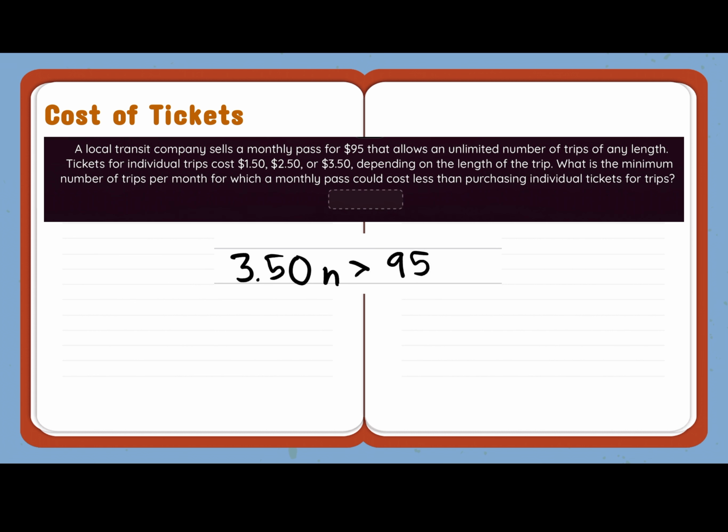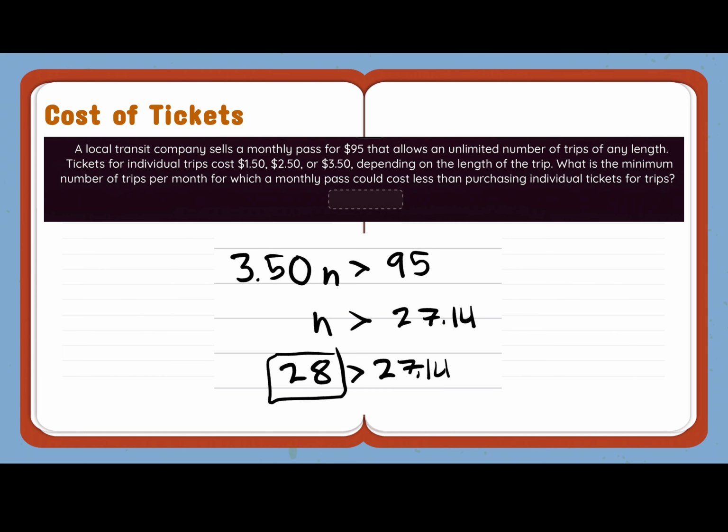So that can be done in this inequality, where n is the number of trips. And then, just solving for n, we just divide, and the biggest whole number that matches this inequality is 28. So the minimum number of trips per month for a monthly pass to be worth the $95 would be 28 trips.